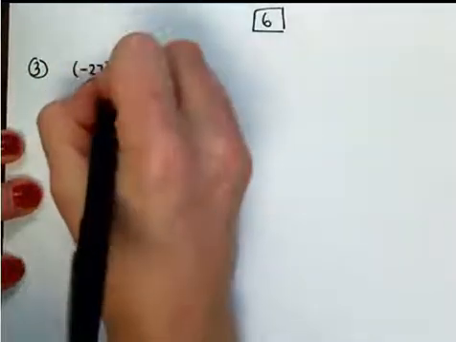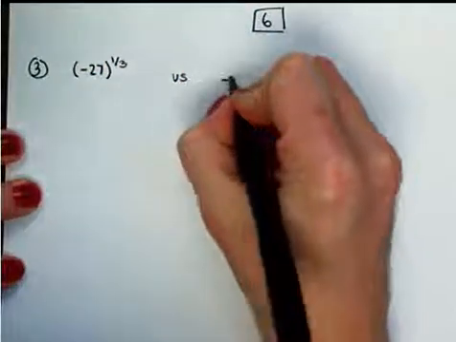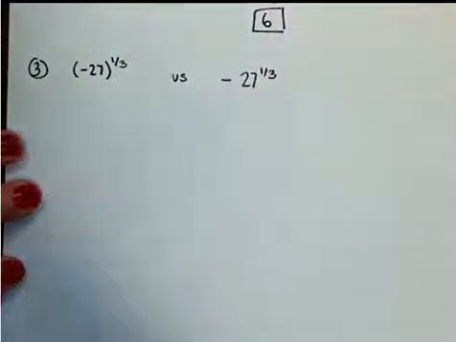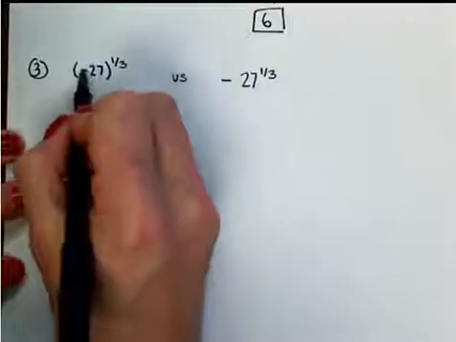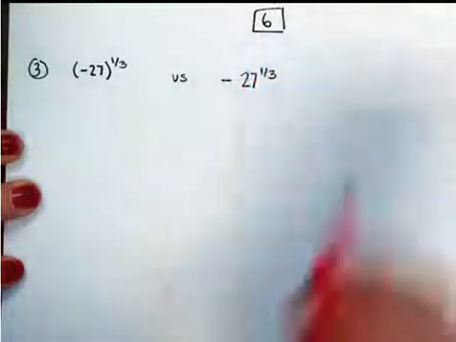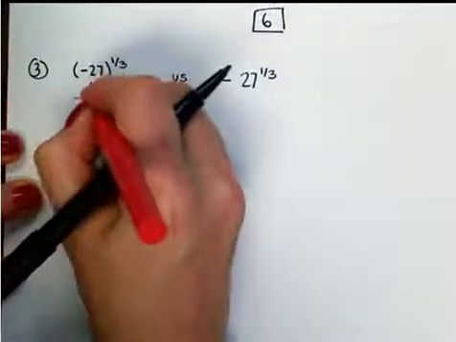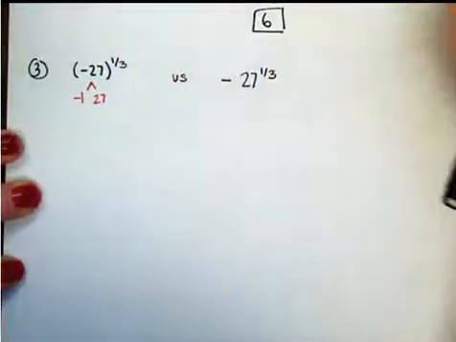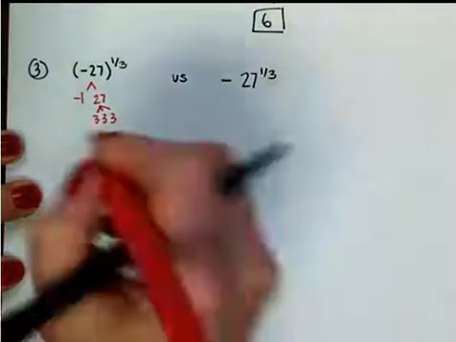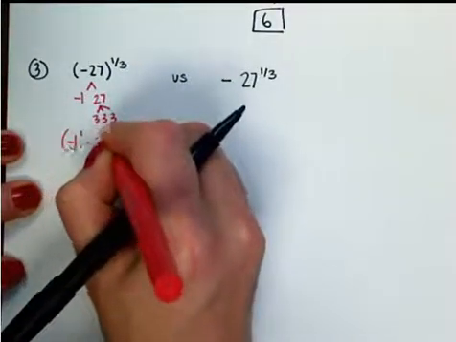Quantity negative 27 to the 1/3 power versus negative 27 to the 1/3 power. Okay, very similar when you first look at them, but here the negative is included with the 27, and here the negative is not included. So I'm still going to use my factor tree. Negative 1, 27. Now using the tree from above, I know that 27 is 3 times 3 times 3. So this is negative 1 to the 1st power and 3 cubed.